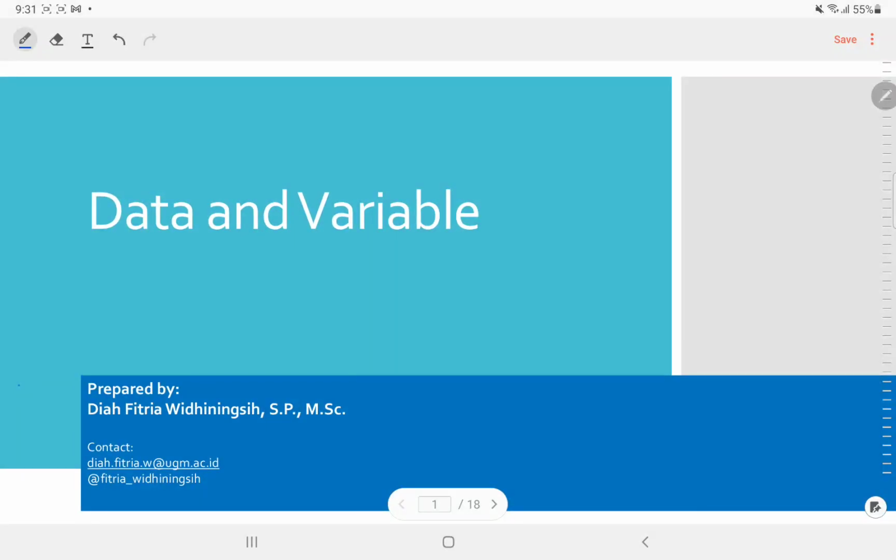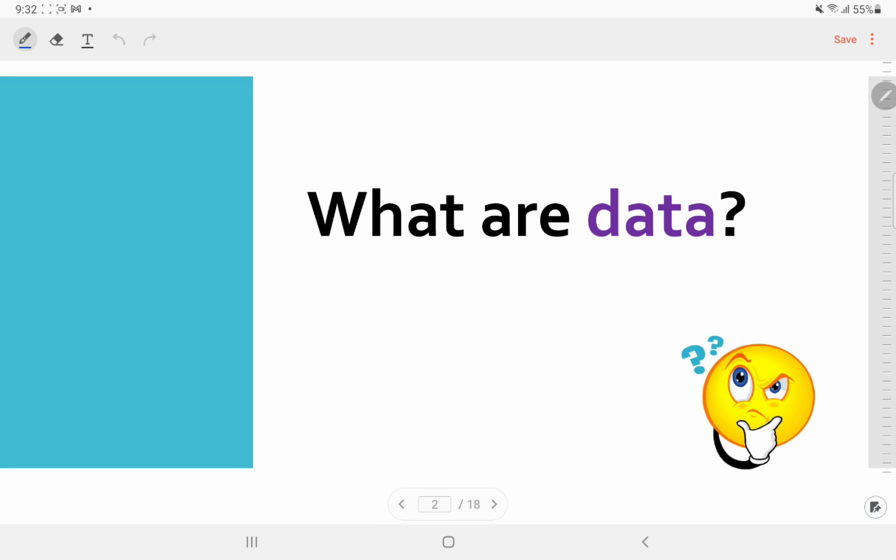Hi, today we are going to learn about data and variable. This is the most important thing that you should understand before we go on to the next steps in the research method. The first thing that you should understand is what are data. I'll give you 5 seconds to think about it.